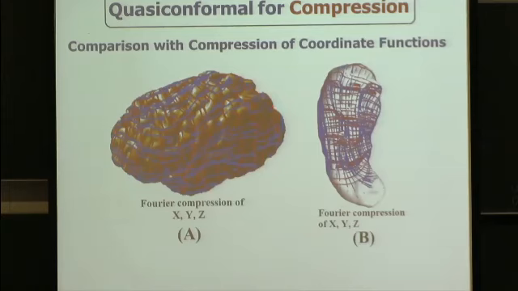This also gives you an idea of why compression of the coordinate function doesn't work. For example, here we do the Fourier compression on the coordinate function of the same registration, and we can see that the diffeomorphic properties of the mapping easily collapse. And here we do a Fourier compression of the registration of the hippocampus, and again you can see that the diffeomorphic properties of the registration are collapsed.